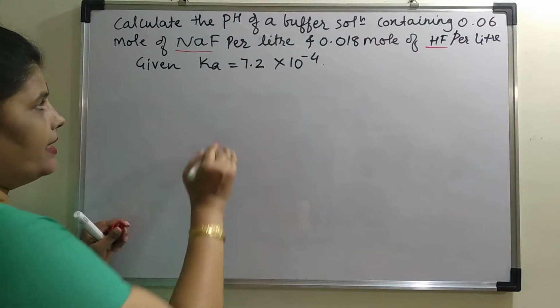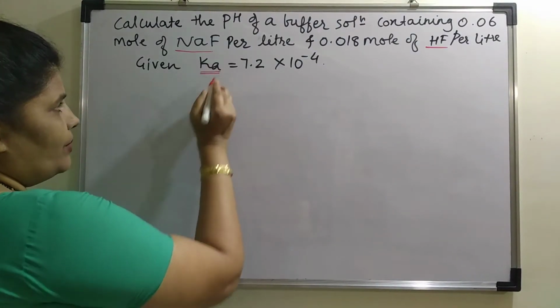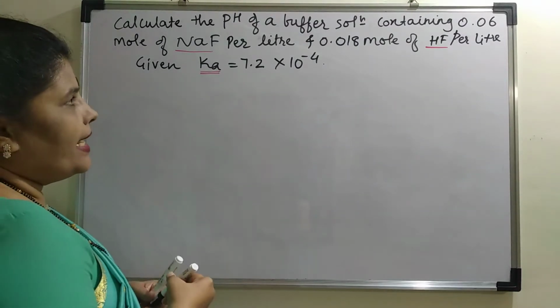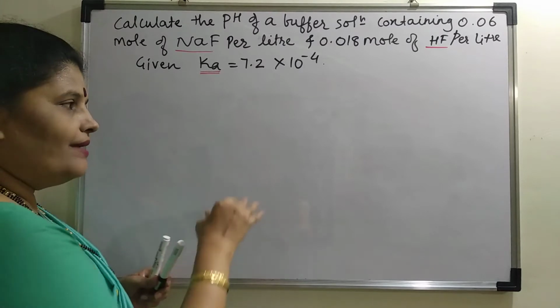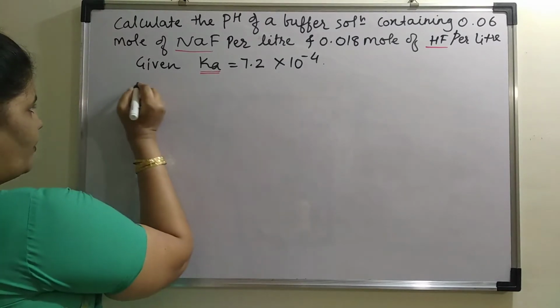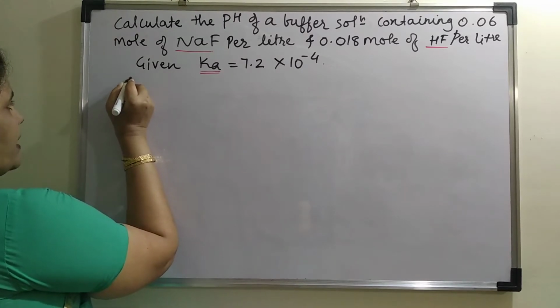The second hint here is, if you see the Ka value, meaning the dissociation constant of the acid, is given. So I can go for pH calculation and I will get the pH for the solution directly. So you know the formula. So let us write down what all things are given.